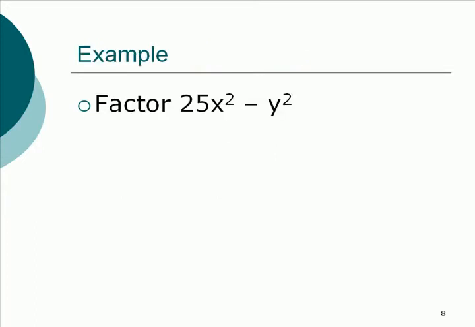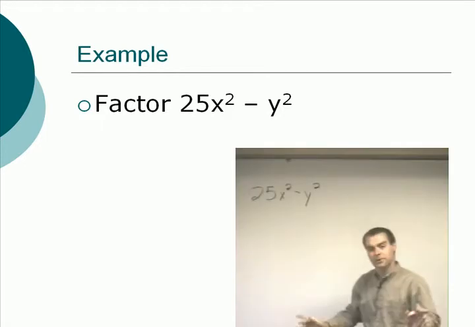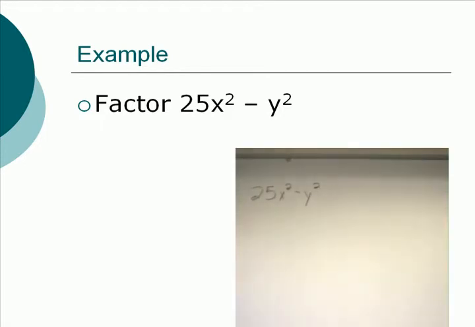First of all, 25x squared minus y squared. Well, you got to ask yourself, what's the first question you need to ask yourself here? This is a trick question, incidentally. What's the first thing you got to ask yourself? Good. You ask yourself, is there a greatest common factor? If so, get it out front before you do anything else. There's not, okay? There will be in the next example.